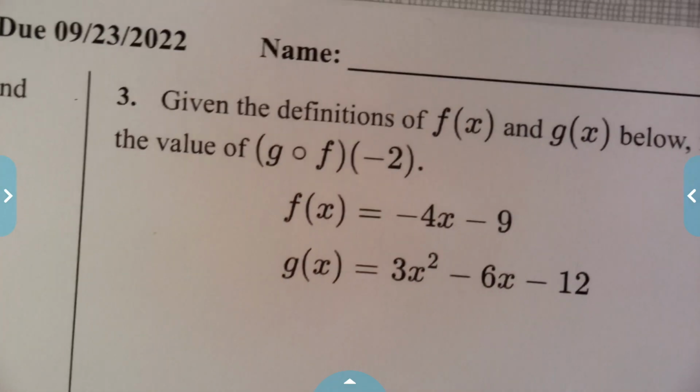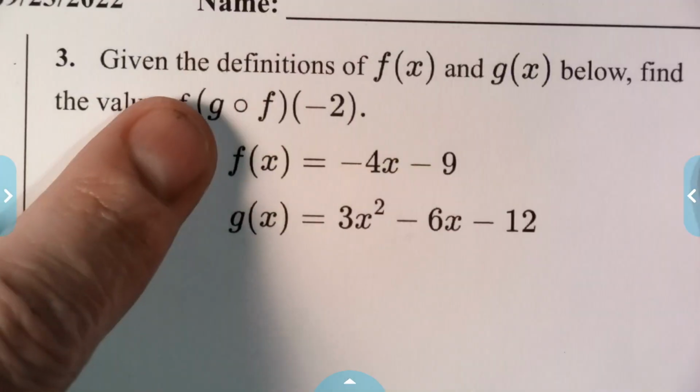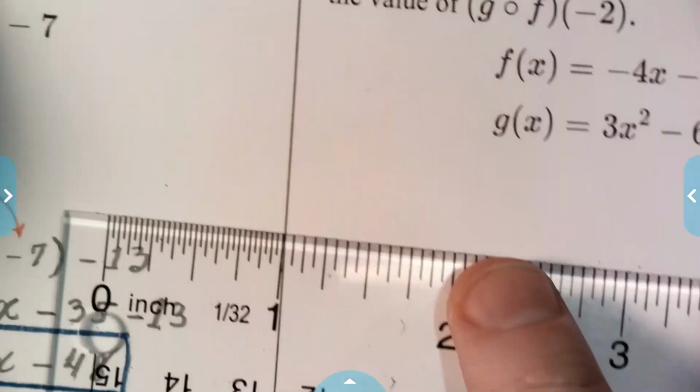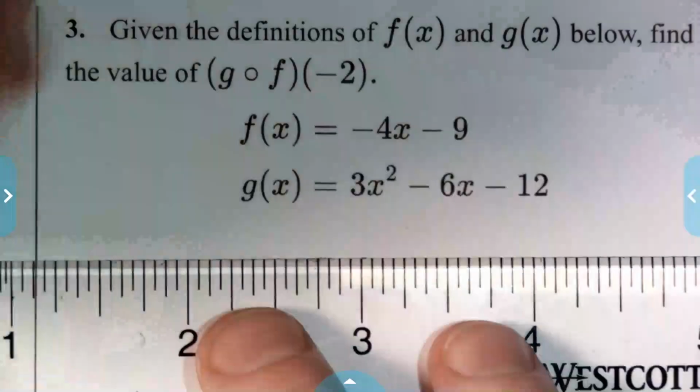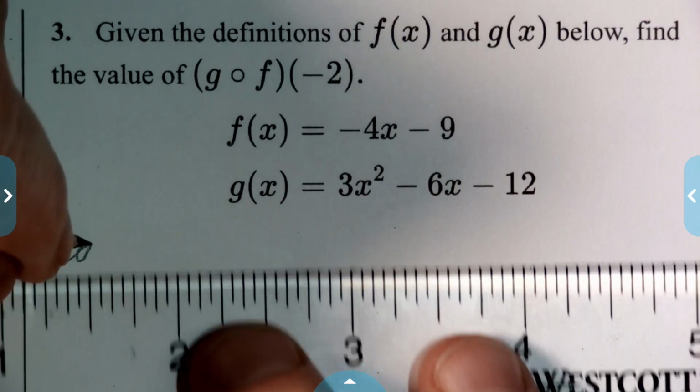Okay, moving on to number 3. And they're using the notation that I was showing you before. Again, it's just the same. It's G of F of -2, G of F of X. Compose those functions and then evaluate at -2. Okay? So let's get after it here.